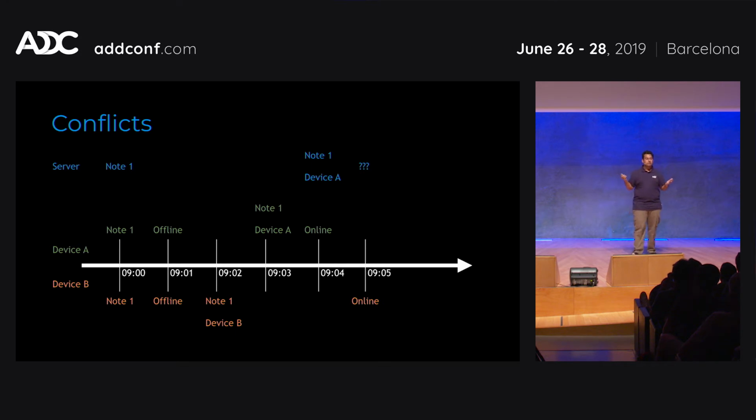But then device B goes online at the next minute, and now what are you going to do? What should the server think? What should device A think? What should device B think? It's not obvious. And regardless of what you end up doing, you have to answer this question of how these three distinct devices get the same data.